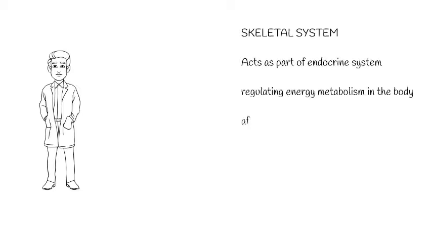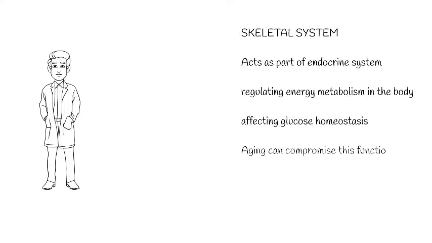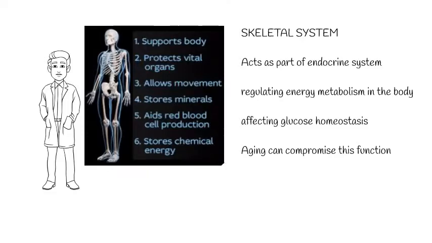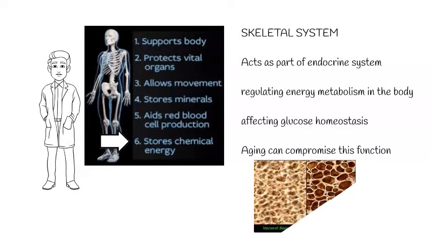Let's expand on some of the lesser-known functions of the skeletal system. The skeletal system acts as part of the endocrine system, regulating energy metabolism in the body and affecting glucose homeostasis. Aging can compromise this function.